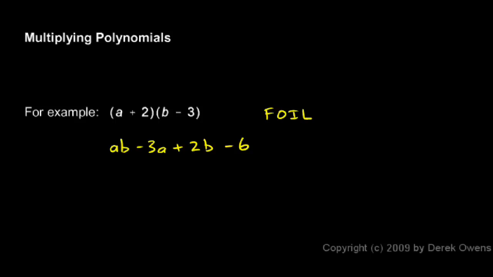Now this little procedure here, FOIL, first, outer, inner, last, only works when we're multiplying binomials, that is, things with 2 terms. So this is a binomial and that is a binomial. And when we're multiplying binomials, then we can FOIL. If one of these had 3 terms in it instead of 2, then FOIL wouldn't work. But multiplying binomials is pretty common. That shows up a lot. So learning that, FOIL, is a good thing to remember.